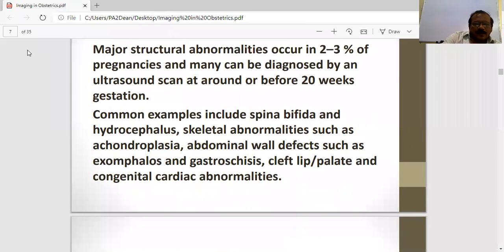Common examples include neural defects like spina bifida and hydrocephalus, skeletal abnormalities such as achondroplasia, abdominal wall defects such as exomphalos and gastroschisis, facial defects like cleft lip and cleft palate, and congenital cardiac abnormalities, which can also be detected by ultrasound.